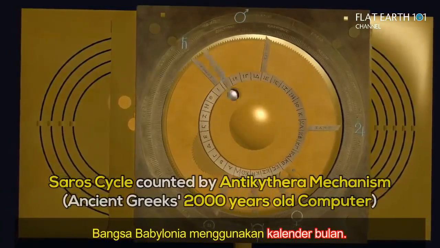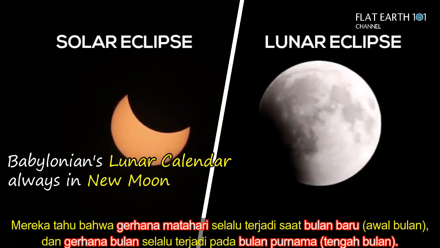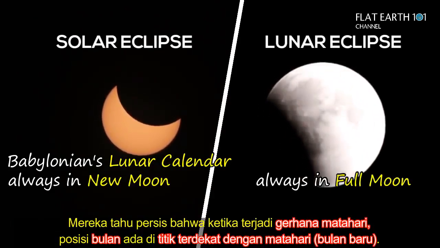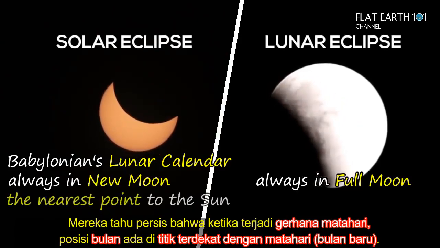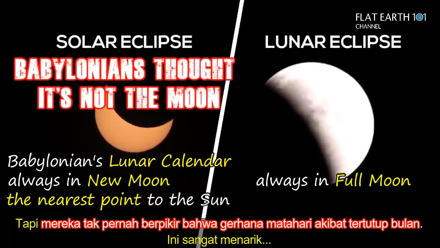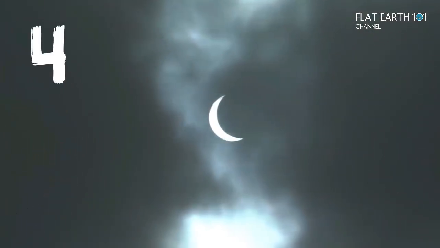Babylonians were using lunar calendar. They knew that solar eclipses always happen in new moon and lunar eclipses always happen in full moon. They knew well that during solar eclipses, the moon's position is at the nearest point to the sun. Yet, they never thought it's the moon that eclipsing the sun. This is very interesting.